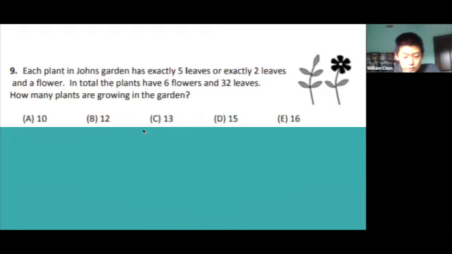Next question. Each plant in John's garden has exactly 5 leaves, or exactly 2 leaves and a flower. In total, the plants have 6 flowers and 32 leaves. How many plants are growing in the garden? I'll give you 3 minutes to think about it, and if you think you have the answer, please post it in the chat.